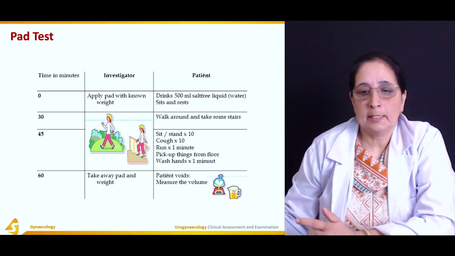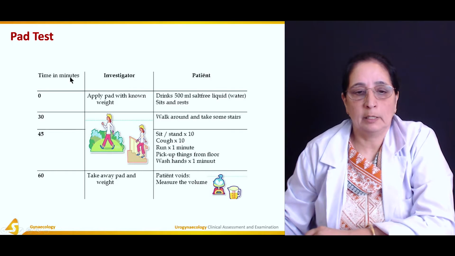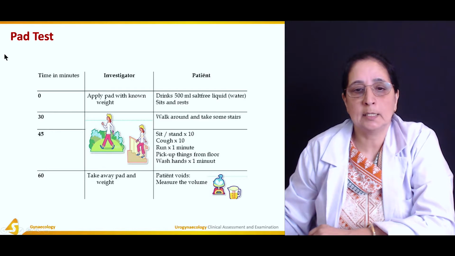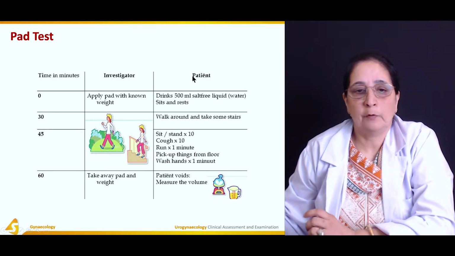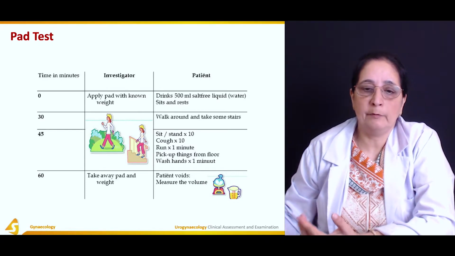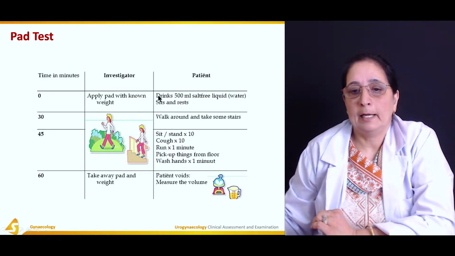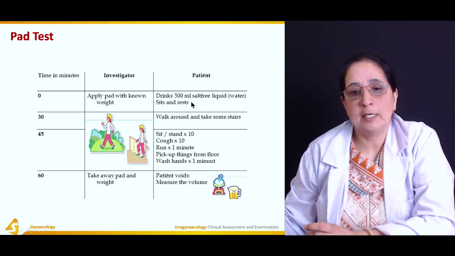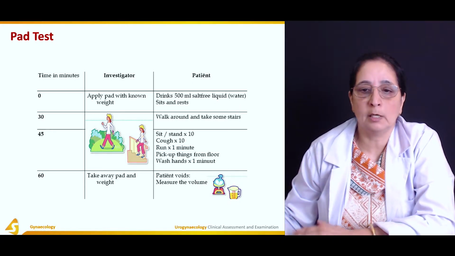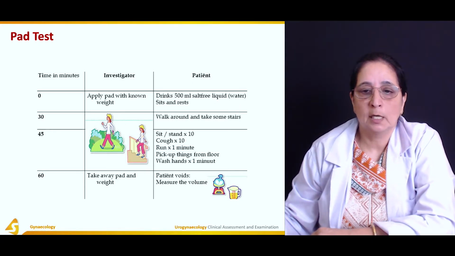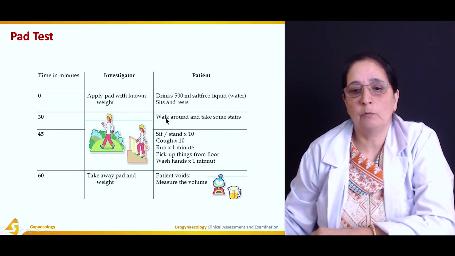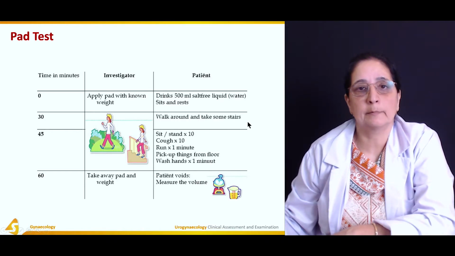The pad test is usually done for about 60 minutes. And how it is performed: apply a pad with known weight. So usually weigh the pad before applying. And then the patient usually drinks about 500 ml of salt-free water and then sits and rests. Then in 30 minutes they usually walk around and take some stairs.